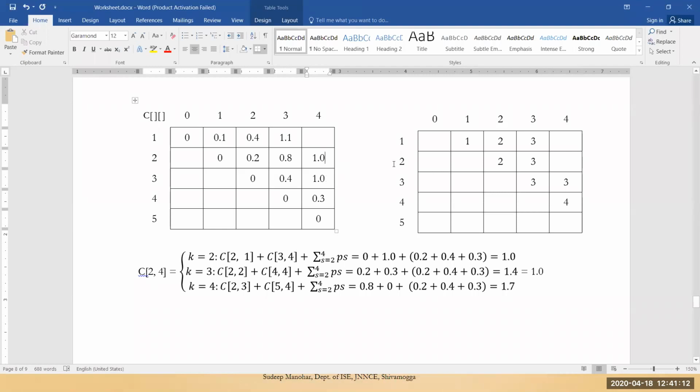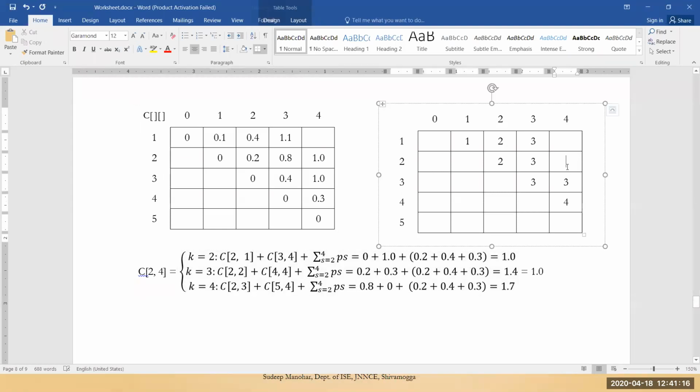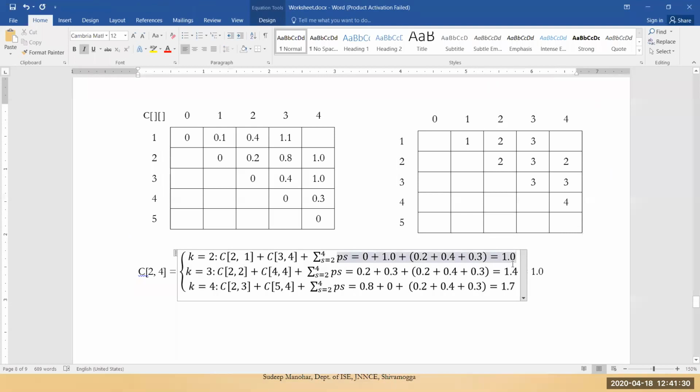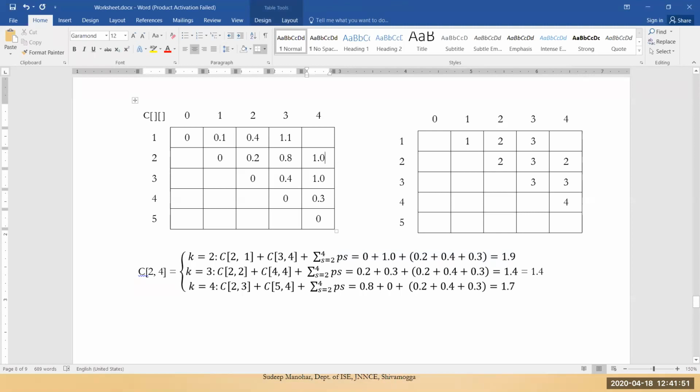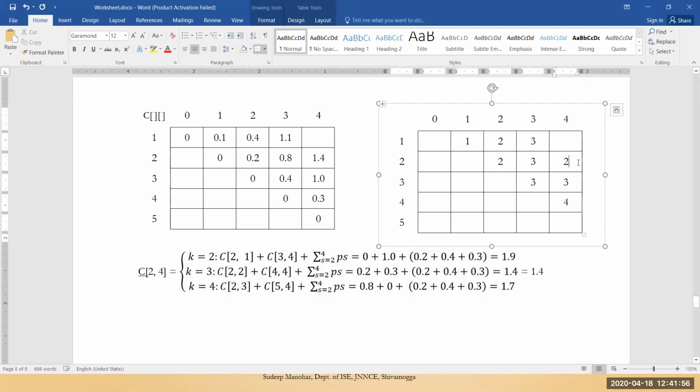Okay. And when you got 1.0, k is 2. Ah, yes, 1.0, is it? Yes, true. Okay. Yes, thanks for that. It is 1.9. Okay, now which is minimum? Minimum is 1.4. I should write 1.4 here. And when you got that, k is 3.